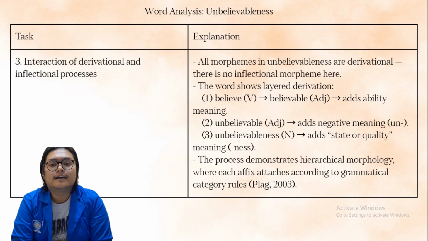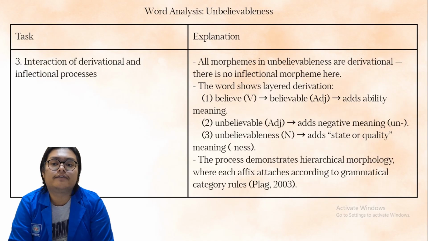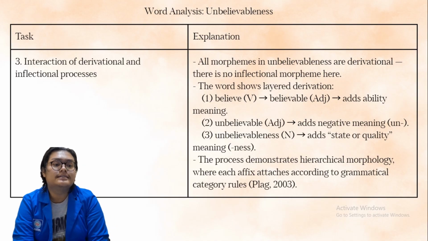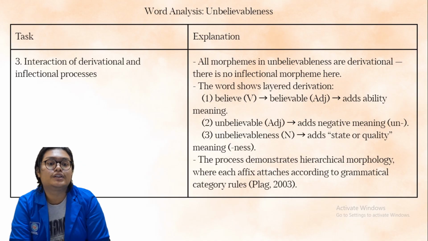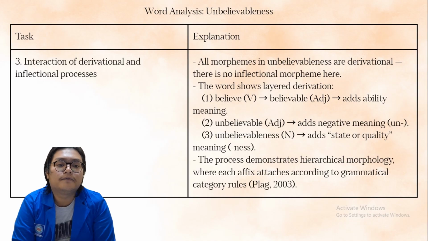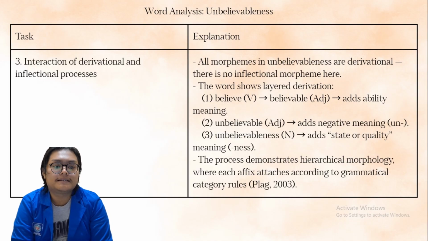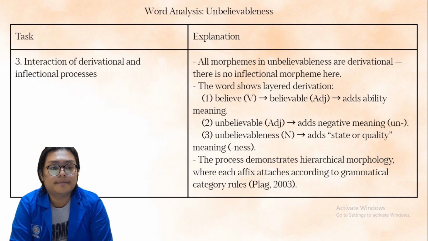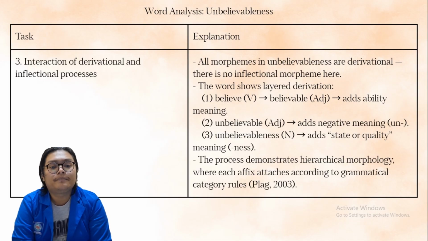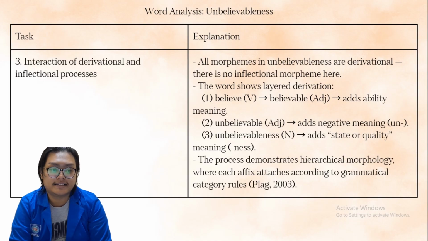3. Interactions of derivational and inflectional processes. Explanation: all morphemes in unbelievableness are derivational. There are no inflectional morphemes here. The word shows layered derivation. 1. Belief, a verb, becomes the adjective believable, meaning ability. 2. Unbelievable is also an adjective, adding negative meaning with un. 3. Unbelievableness, a noun, adds state or quality, meaning ness.